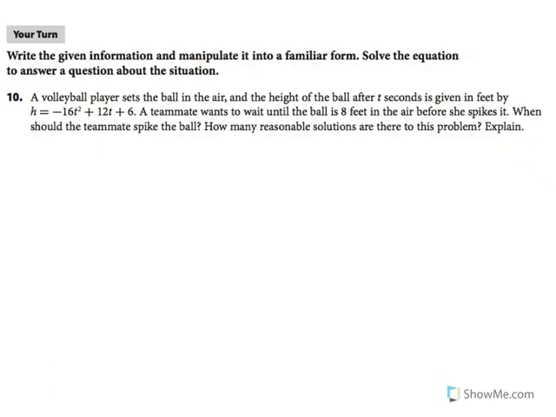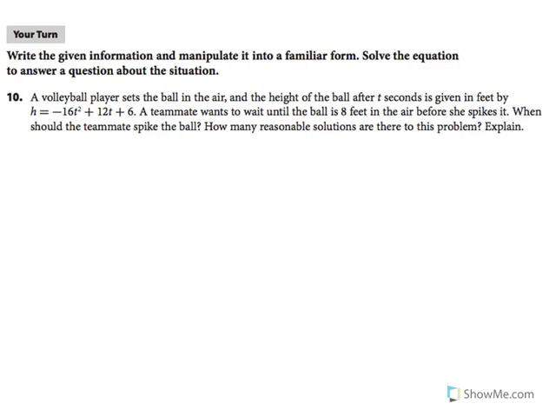Okay, for number 5, it says to write the given information and manipulate it into a familiar form, then solve the equation to answer the question about the situation. A volleyball player sets the ball in the air, and the height of the ball after t seconds is given in feet by the formula h equals negative 16t squared plus 12t plus 6. A teammate wants to wait until the ball is 8 feet in the air before she spikes it. When should the teammate spike the ball? How many reasonable solutions are there to this problem?